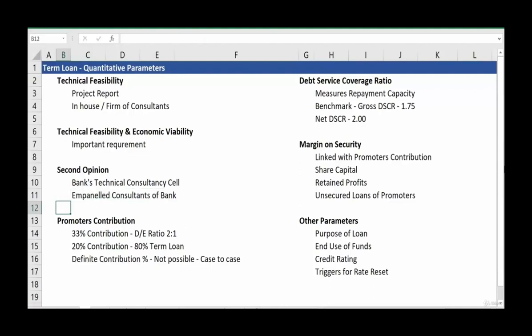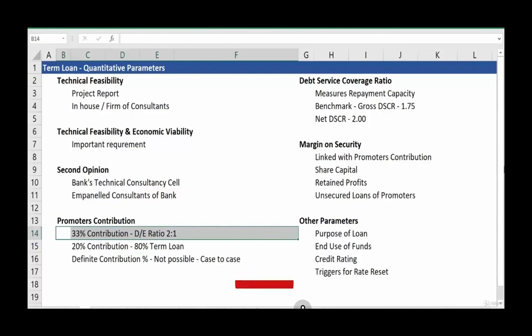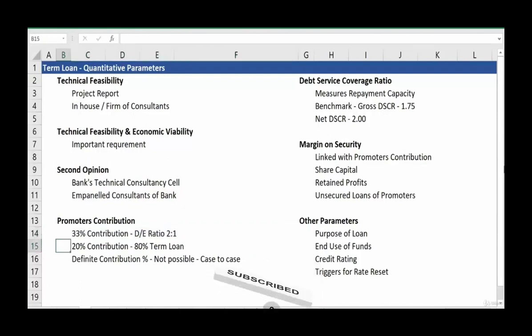The second aspect is promoter's contribution. See, I've already mentioned that these projects cannot be funded only with the term loan. There should be some contribution from the promoter. The satisfactory contribution from the promoter is considered as 33% because that will give you a project debt equity ratio of 2:1. However, depending upon the case and circumstances, banks may come down to a 20% contribution level. It means 80% is going to come in the form of term loans.